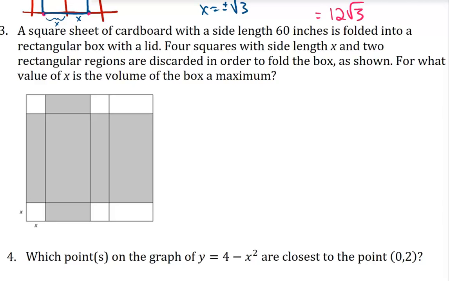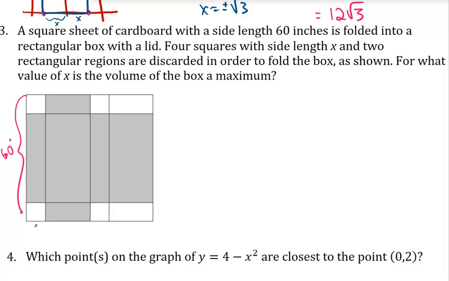For this one, we have a pretty classic optimization problem where we've got a square piece of cardboard, and it tells us the side length is 60 inches for each side. So this is 60 inches, okay? And then we are trying to fold it into a rectangular box with a lid.